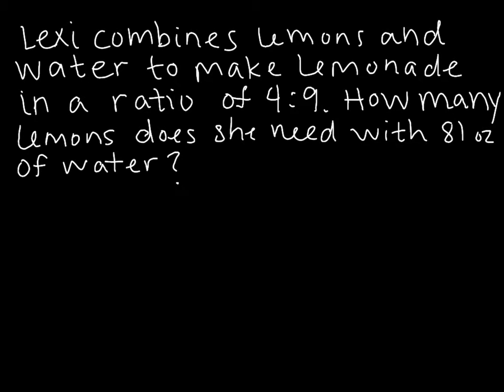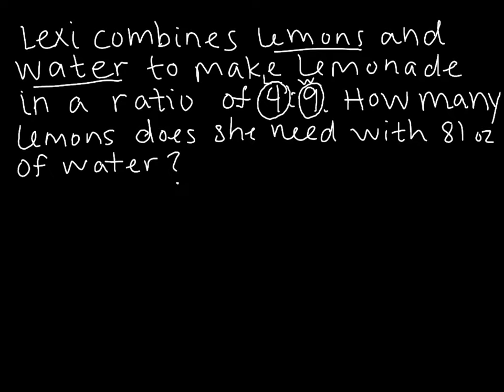All right, so let's see here. I see this ratio of 4 to 9. Those are two separate numbers, so I'm going to circle them separately, 4 to 9. Now I need to figure out what the 4 and the 9 are. So I need to look back at my words and figure out what we're talking about. It says she combines lemons and water to make lemonade. In my words, lemons comes first and water comes second. So I know lemons goes with the 4 and water goes with the 9.